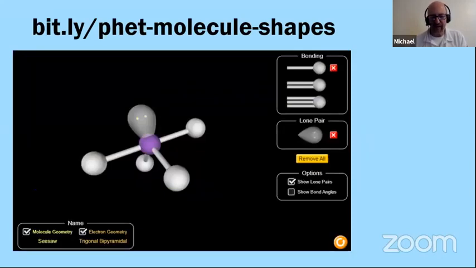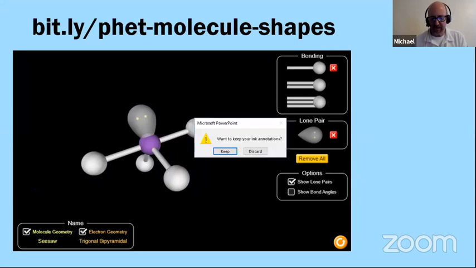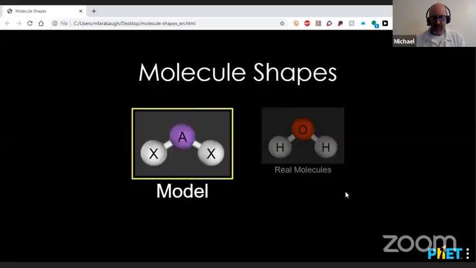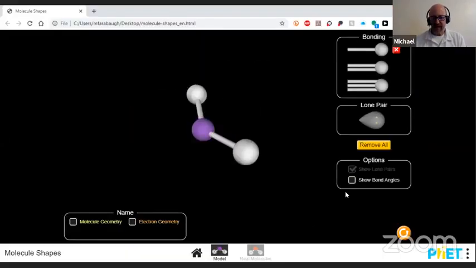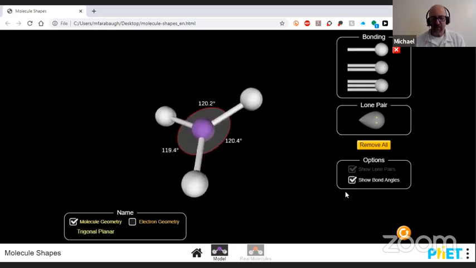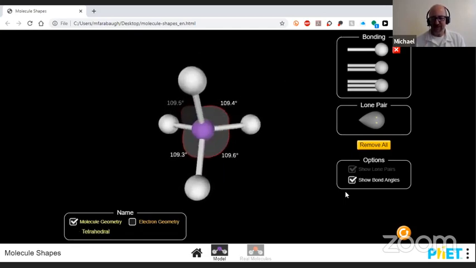So I'm going to go ahead and do a switch here. I am going to switch to this particular website. And as you can see, I've got 2 electron domains, and that would be linear. And I'm going to go ahead and show the bond angle. That's 180. So this would be 3 electron domains, and the bond angle is 120. This is called trigonal planar. I now have 4 electron domains. This would be tetrahedral, 109.5.